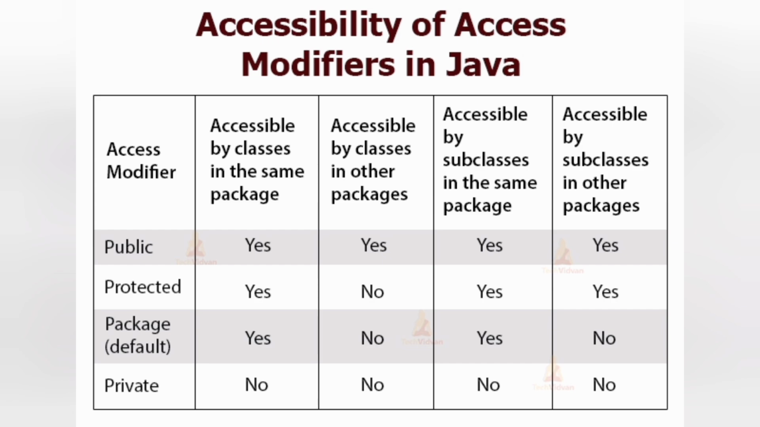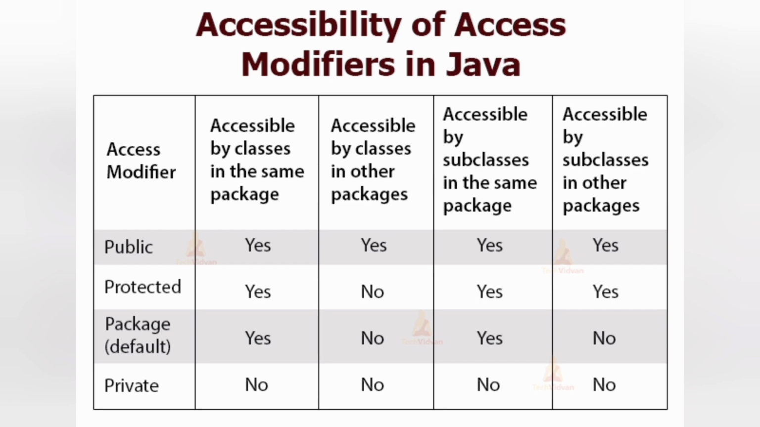So the public has the accessibility with these four divisions, and the protected does not have accessibility with classes in other packages, and default does not have the accessibility in other packages and by subclasses in other packages, and the private doesn't have the accessibility in these four divisions. So that's how the access modifiers work in Java.